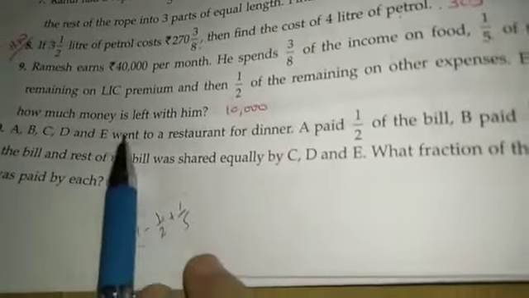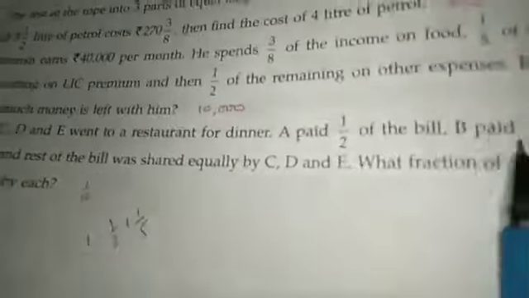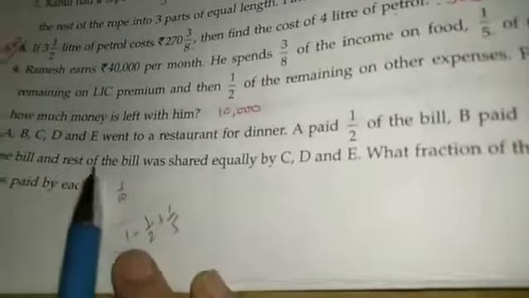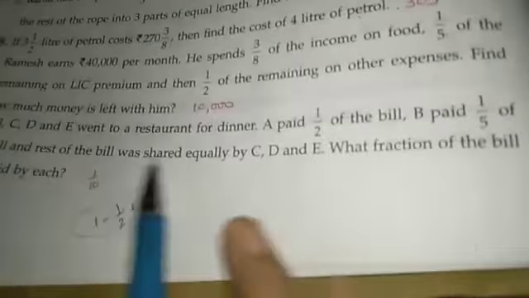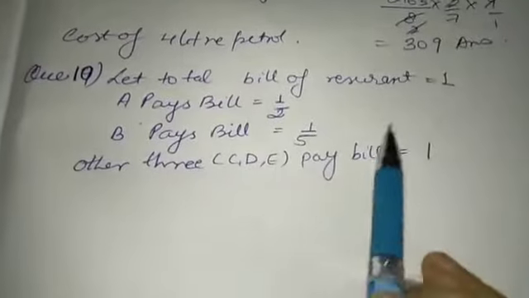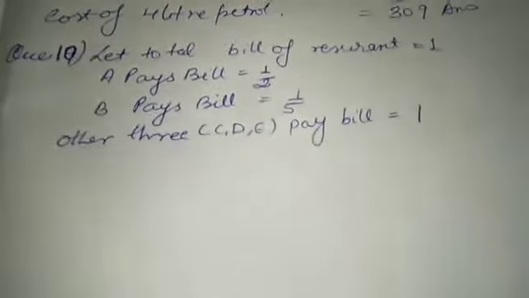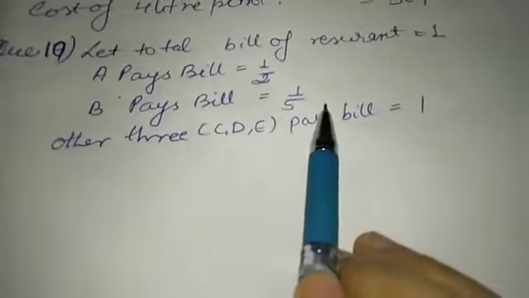A, B, C, D, E went to a restaurant. These are 5 people. They went to a restaurant. A paid half of the bill. B paid 1/5 of the bill, and the rest of the bill was shared equally by C, D, E. What fraction of the bill is paid by each? हर चीज़ होलसम 1 होती है, उसमें से हम लोग पार्ट सब्ट्रैक्ट करते हैं. I taught you in the.